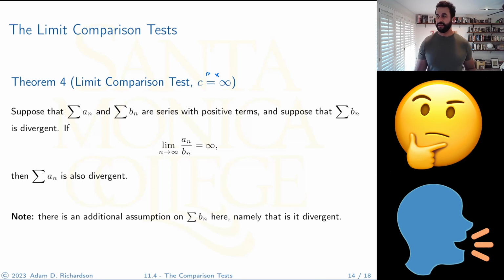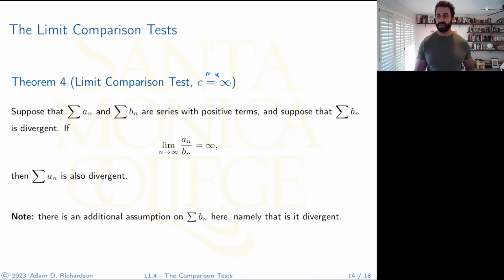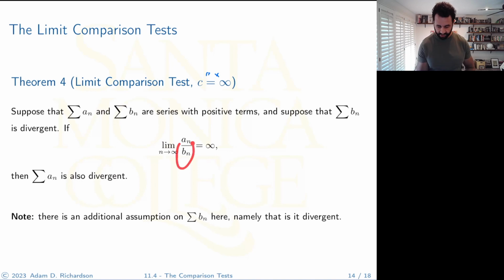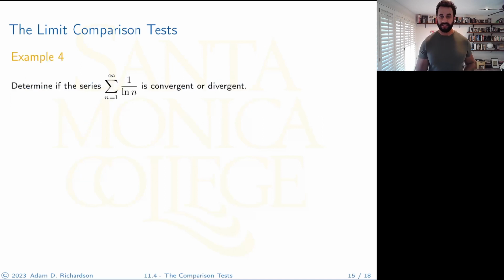All right. Now let's use another example in a minute here. But before I go to that example, again, this additional assumption is critical. So the order here is still the same, a n over b n, but now we're supposing that this series b n is divergent. And if that series is divergent, and this is the case, then the series with a n must also be divergent.